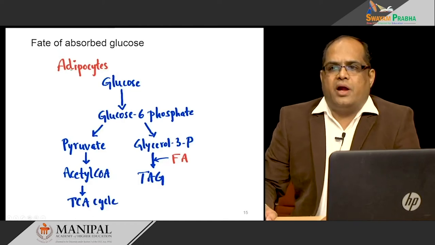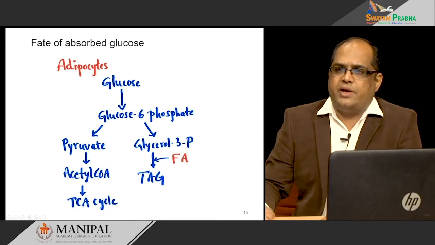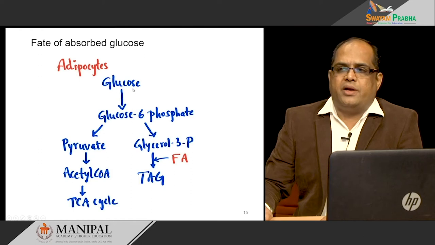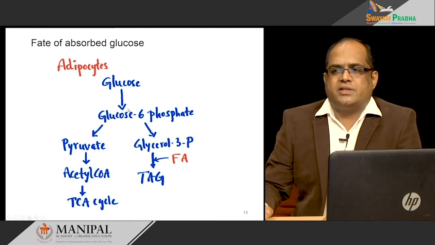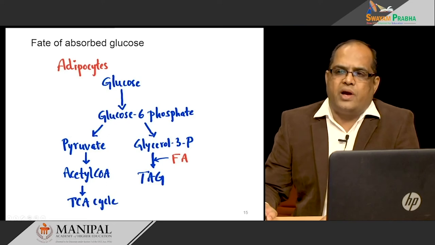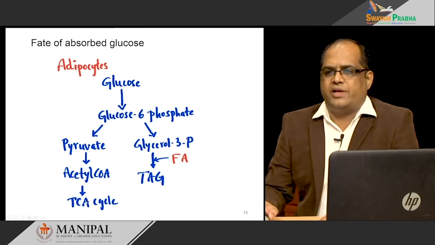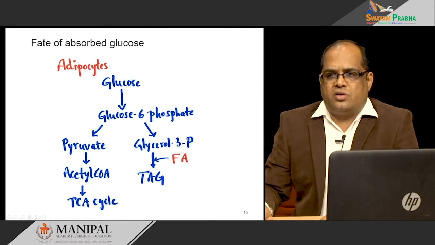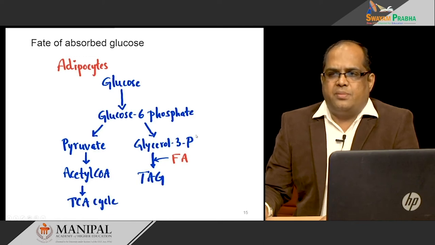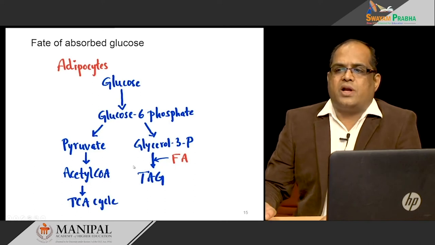What happens in the case of adipocytes? Adipocytes also take up this glucose. In the adipocytes and muscles, uptake is dependent on insulin. The transporters are dependent on insulin. Once the glucose comes inside the cell, it undergoes the same fate and a phosphate is put on it. Then glucose 6-phosphate undergoes glycolysis to form pyruvate. Then pyruvate is converted into acetyl-CoA. Acetyl-CoA is burnt in the TCA cycle to get energy. The other fate is glycerol. Glucose 6-phosphate can be converted into glycerol 3-phosphate, and this glycerol 3-phosphate backbone is used to join with the fatty acid to form triacylglycerol.